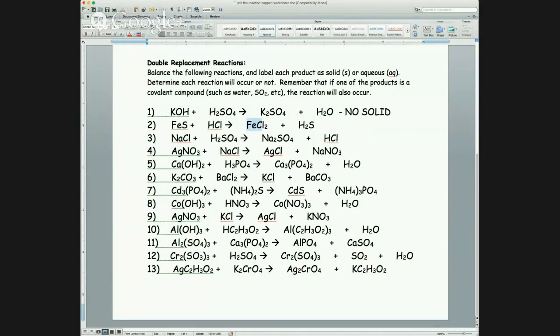We've got iron chloride. So do we find Fe in our rules anywhere? We don't see Fe in the rules anywhere. So then we ask, is chloride in our rules? And there it is: chloride, bromide, iodide. Is iron an exception to chloride? No, it's not. So iron chloride is soluble, so that one is a no. It's not going to form a solid.